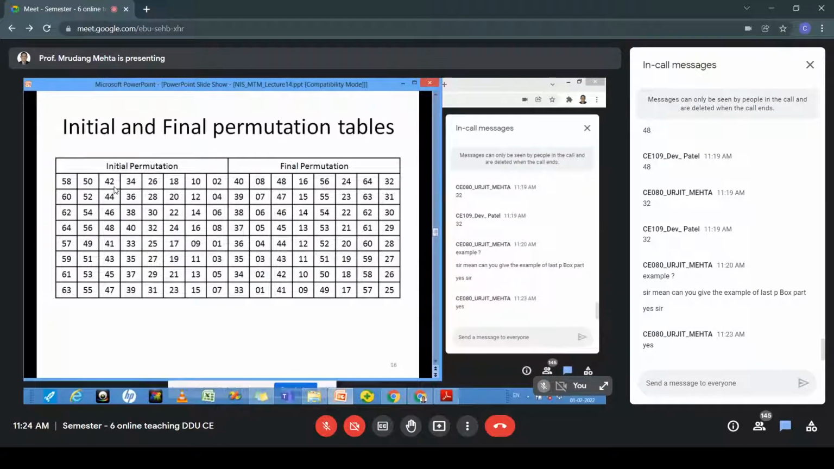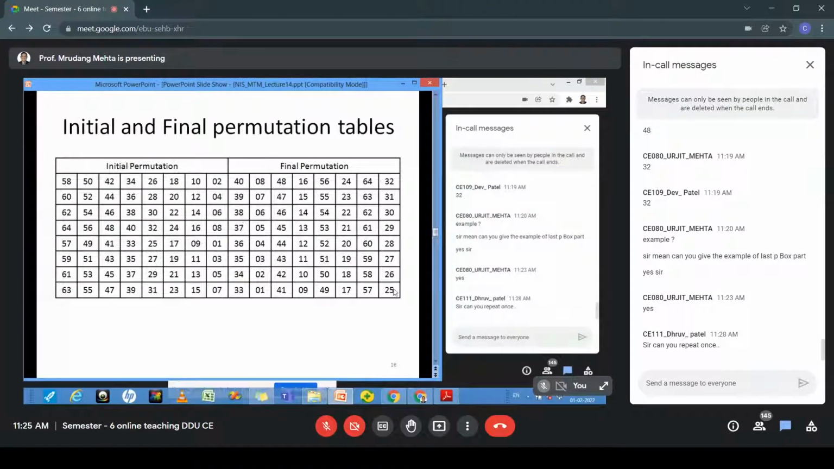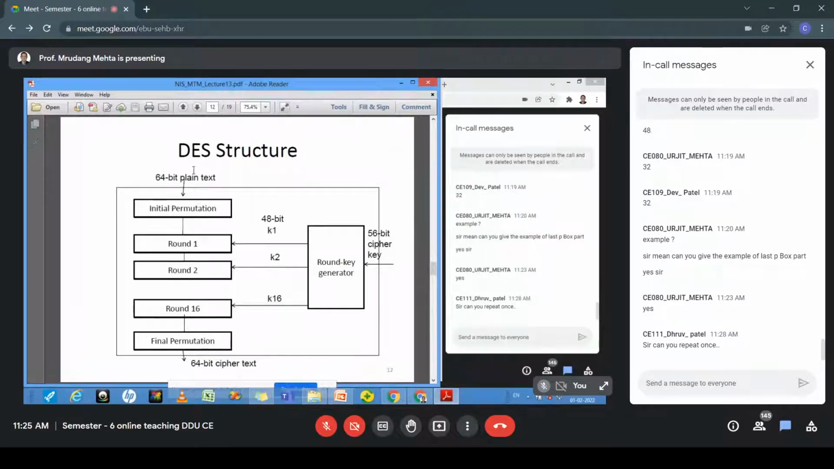Understood this point? Initial permutation. Okay, so this is called the initial permutation. Now this initial permutation is the inverse of the final permutation, so this particular block is actually showing you the inverse of this. I'm repeating though. You can see in this diagram, the original DES structure, you have a 64-bit plain text input, which is converted by the initial permutation.